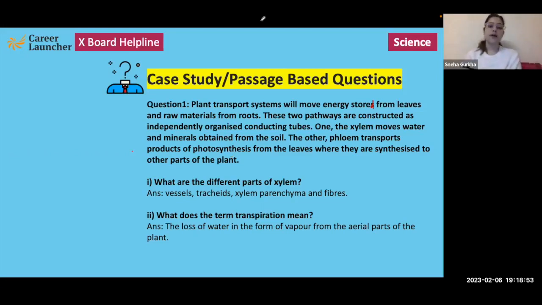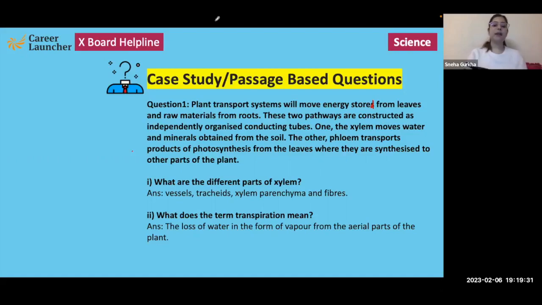So again, we will read the passage. There's no harm in reading the passage twice. So plant transport systems which will move energy stored from leaves and raw materials from roots. These two pathways are constructed as independently organized conducting tubes. One, the xylem moves water and minerals obtained from soil. The other, phloem, transports products of photosynthesis from the leaves where they are synthesized to other parts of the plant.